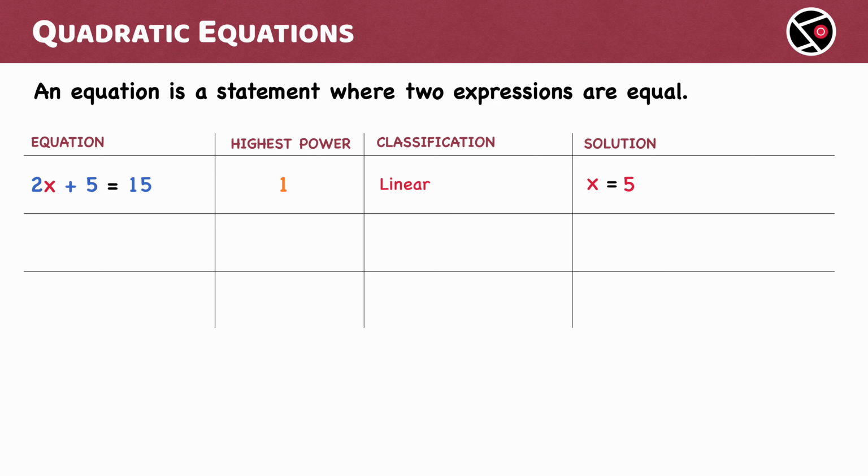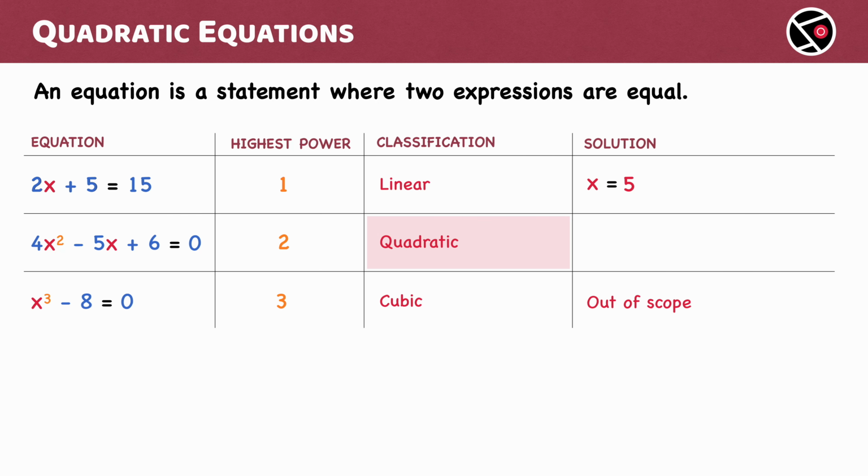Here is one more example. 4x squared minus 5x plus 6 equals 0. The highest power of x is 2. This is a quadratic equation. We also have x cubed minus 8 equals 0. Here, the highest power is 3. This is a cubic equation. We will not solve cubic equations in this lesson. Our focus today is on quadratic equations. We will learn how to solve quadratic equations.